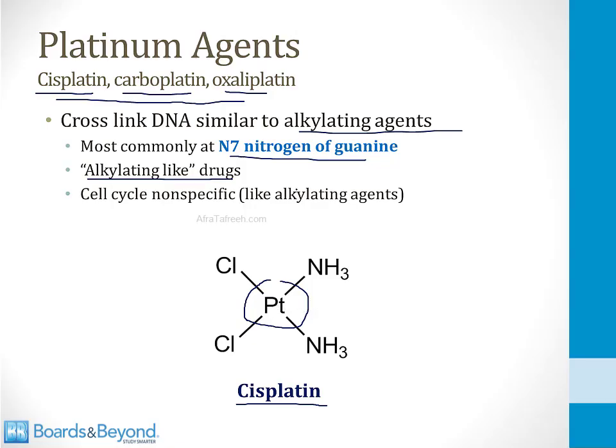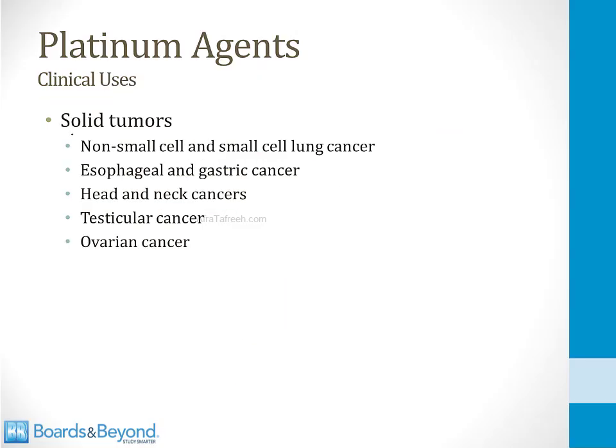And just like the alkylating agents, these drugs are cell cycle nonspecific, and they can kill cancer cells in any phase of the cell cycle. These drugs are largely used in solid tumors. For example, they're used in both small cell and non-small cell lung cancer. They're also used in esophageal and gastric cancer, head and neck cancers, and also testicular and ovarian cancers.